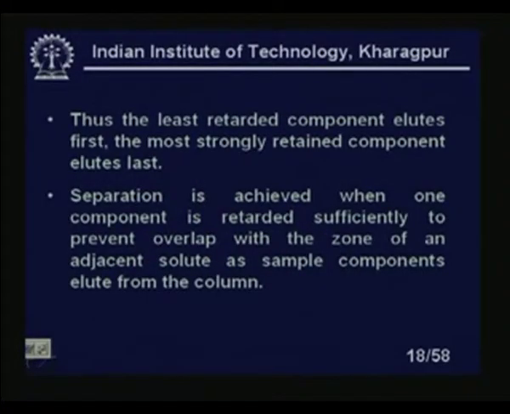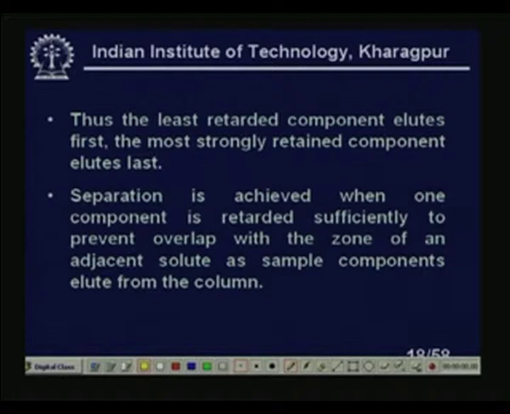Separation is achieved when one component is retarded sufficiently to prevent overlap with the zone of an adjacent solute as sample components elute from the column. This is the most important thing. If there is an overlap, there is a problem. So, separation is achieved when one component is retarded sufficiently. This is the word you see: sufficiently to prevent overlap with the zone of an adjacent solute as a sample component elutes from the column.